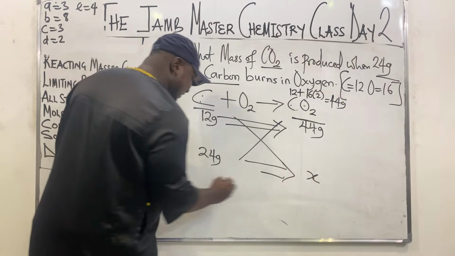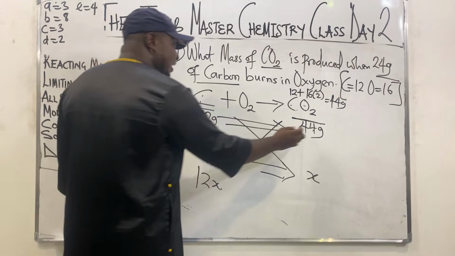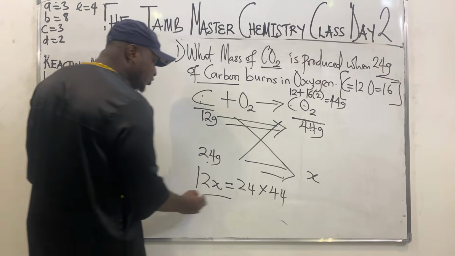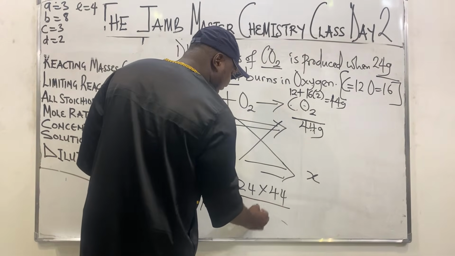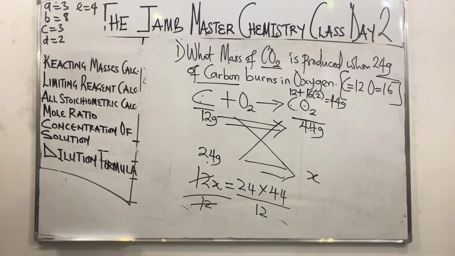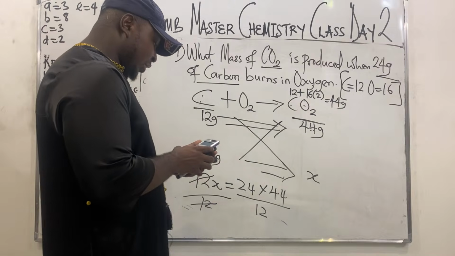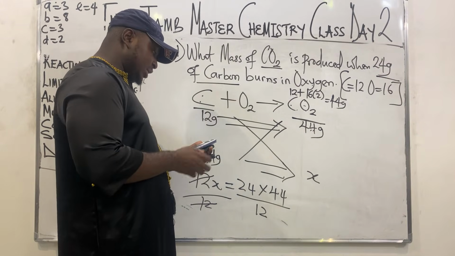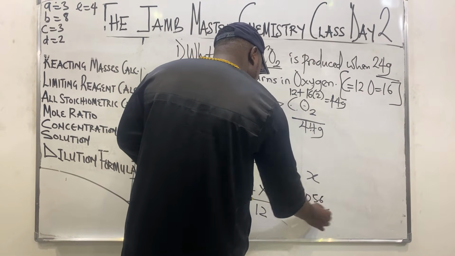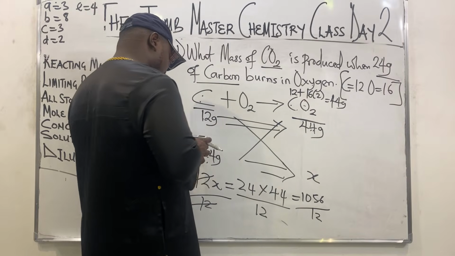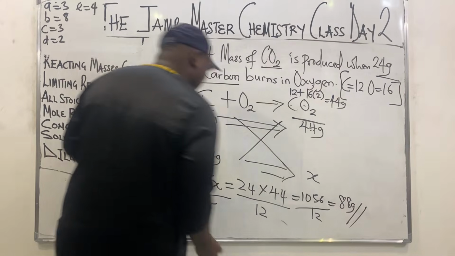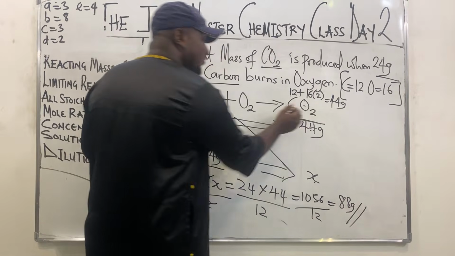So 12 times X is 12X, and that is equal to 24 times 44. We are now to divide both sides by 12. So we're going to say 24 times 44 divided by 12. I'm on my calculator here. 24 times 44 is 1056. Now divided by 12 is 88. So therefore, class, 24 grams of carbon will produce 88 grams of CO2.